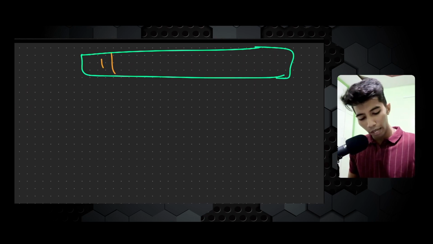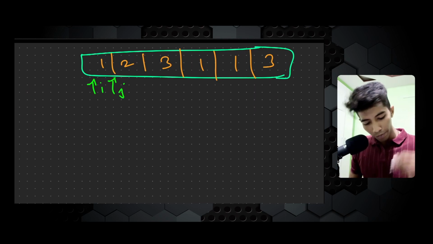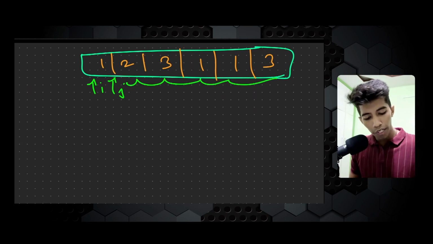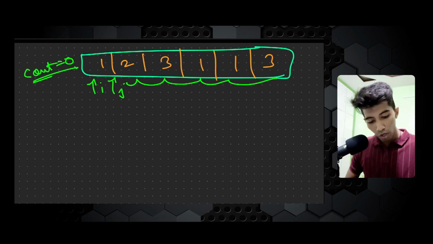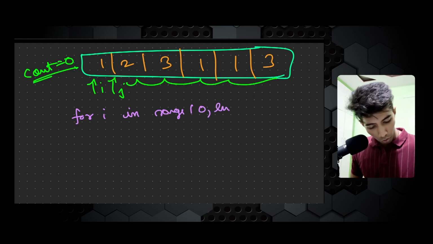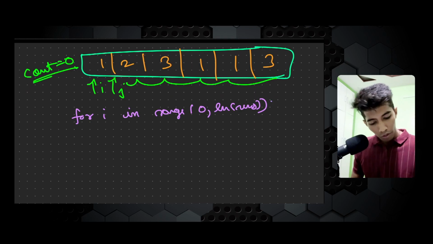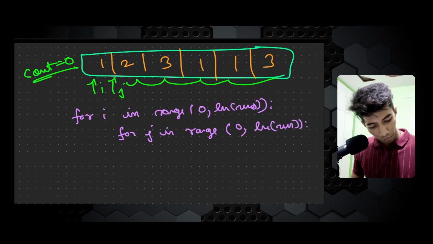Let me take an example like 1 2 3 1 1 and 3. Now I will take one i pointer and one j pointer here. Okay, so now this j pointer will move to the end by comparing. I will create one count and assign it a 0 value, like for i in range 0 to length of nums, and for j in range 0 to length of nums.